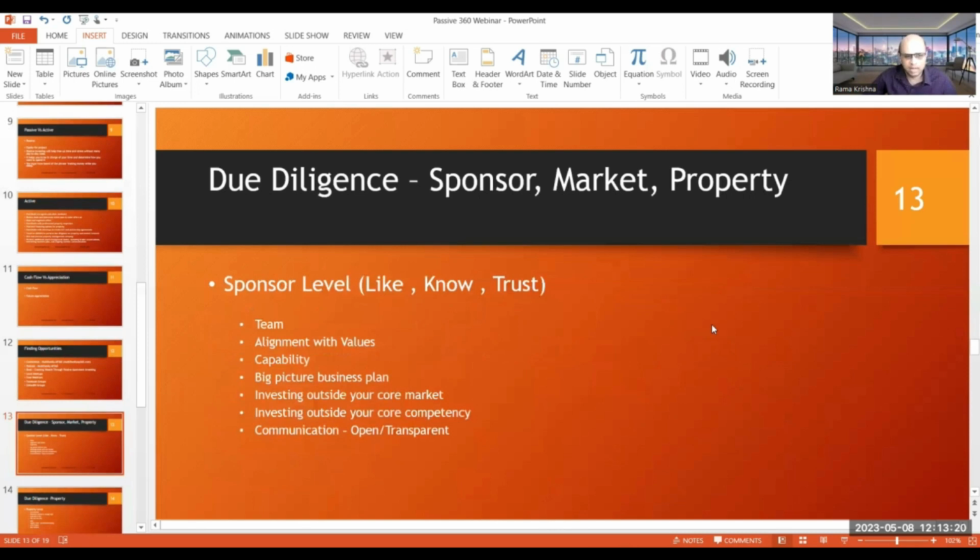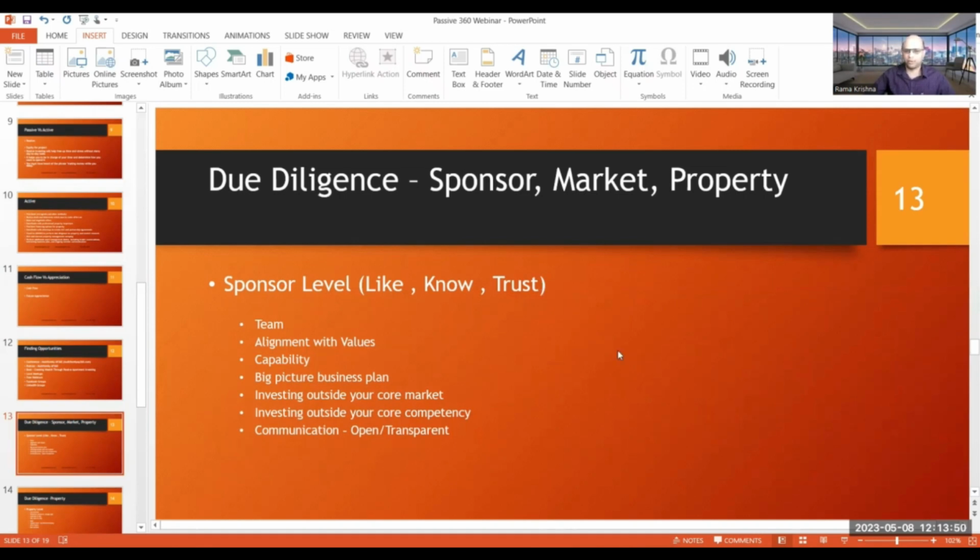Next one is due diligence, or how to find the right sponsors, right market, or right property. There are three levels where we need to do due diligence for investing our capital. First one is the sponsor level. It's always important that you like that sponsor, you know the sponsor, and you trust the sponsor before investing your capital.